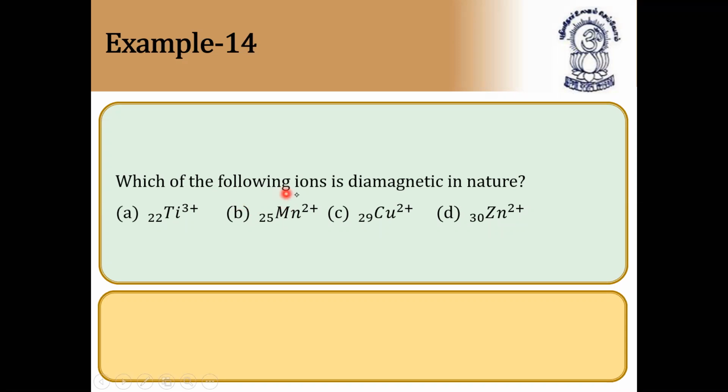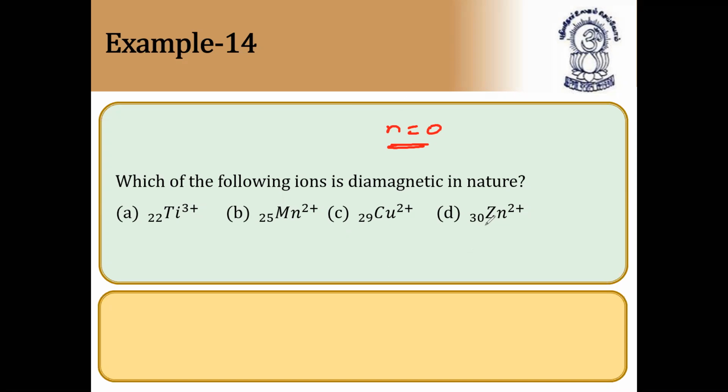Which of the following ions is diamagnetic in nature? Diamagnetic means they should not contain unpaired electrons. Unpaired electrons means n value should be equal to 0. So titanium 3+, manganese 2+, Cu 2+, Zn 2+. In all these cases, find n value first.